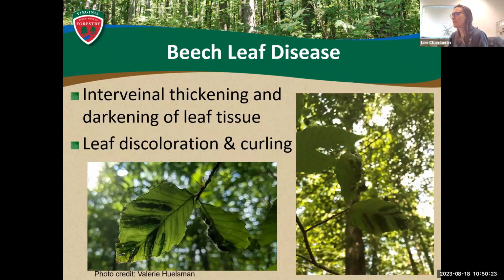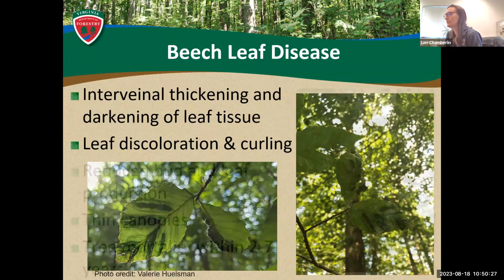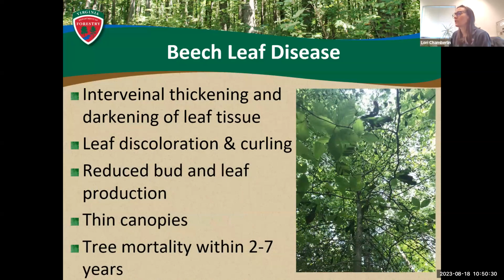Later on into the disease, you'll start to see leaf discoloration and curling, which eventually leads to reduced bud and leaf production, leading to thin canopies, and eventually tree mortality within 2 to 7 years, most commonly observed in the smaller understory trees.